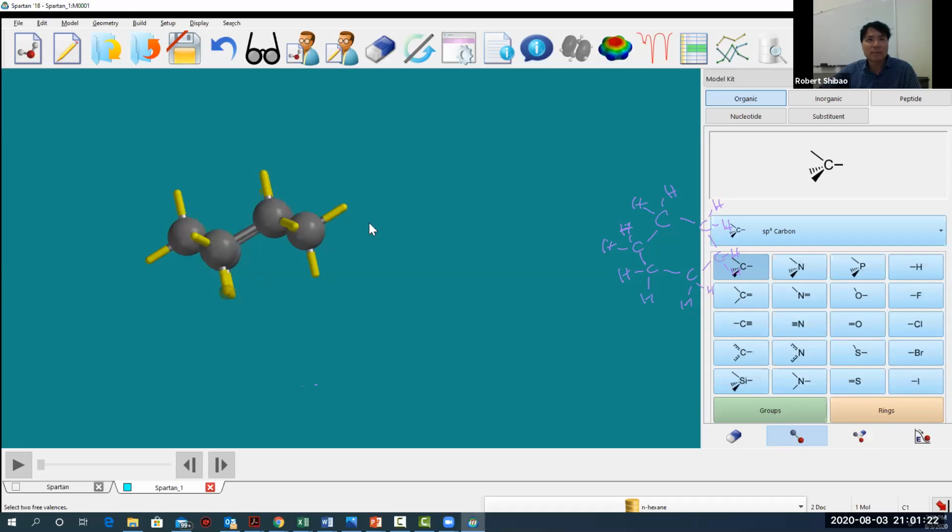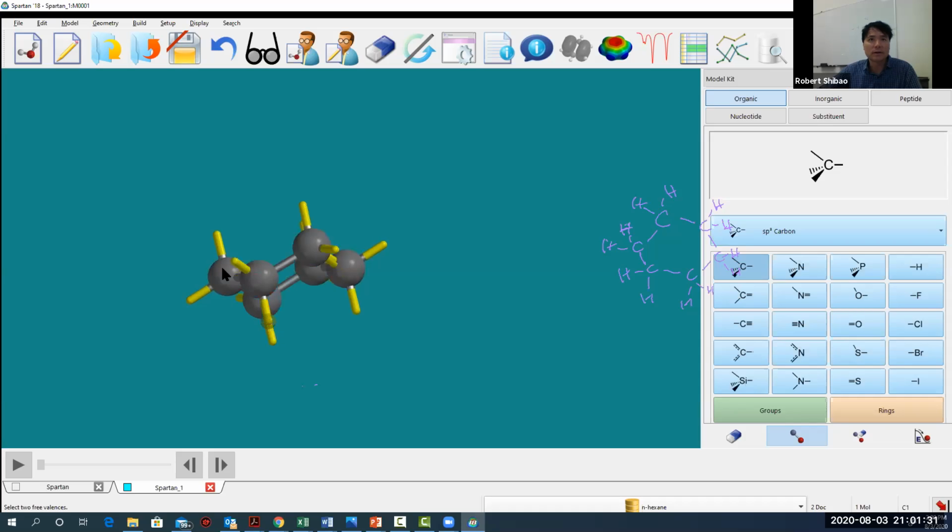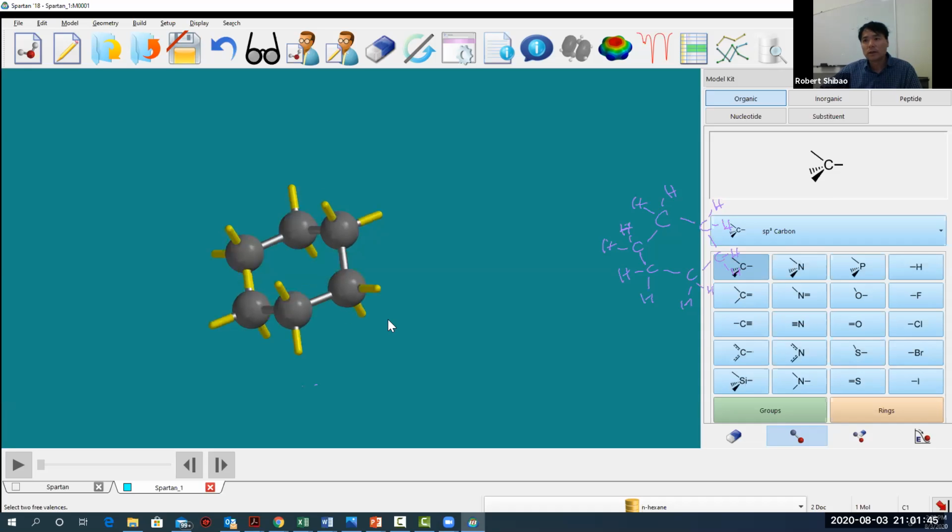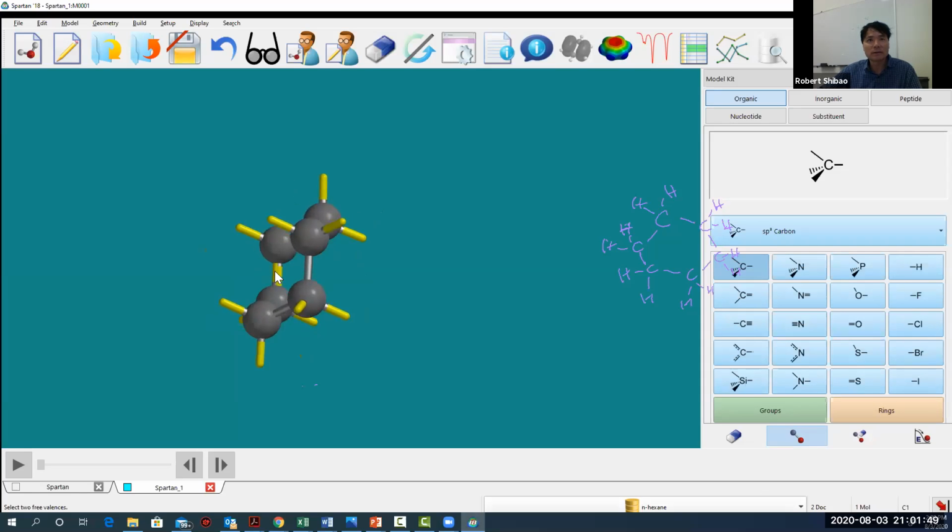This weird zigzag pattern is called the chair. Do you see? It's kind of like a chair, in a way. This is the chair. There's also one other one called the boat. If I twist these bonds here, can I twist that? Oh, actually this got screwed up here. This is supposed to be one bond. That's all right, but that's the chair, you can kind of see it.